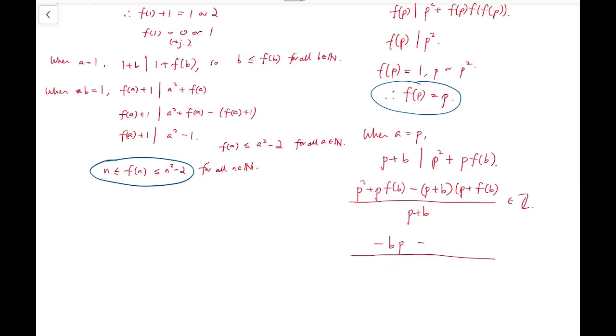So simplifying, I can get minus bp minus b times f(b). And of course, I can remove the minus signs. We can scale it, and it's still an integer. After that, I'm going to further subtract.